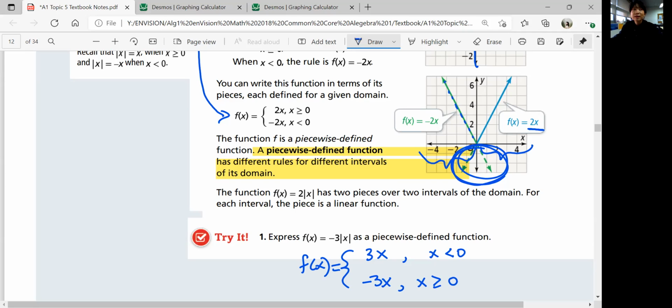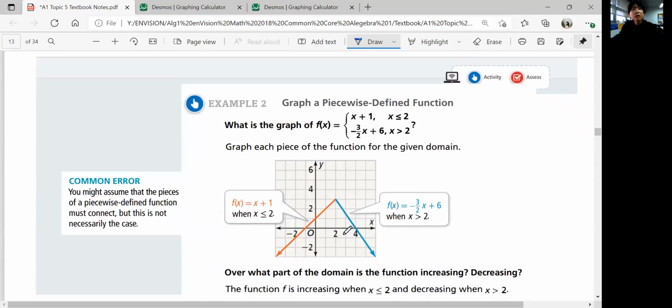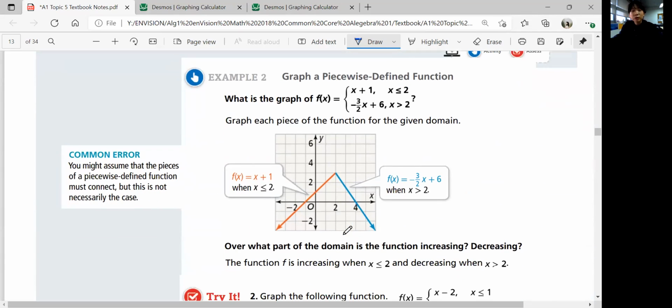Okay, that's it. So you have to have different equations for different line segments, and you need to define the line segments with the domain. Where are you going to use it? Where are you going to cut the line? Okay, so all the negative values, you use the line 3x. All the positive values of x, you use the equation negative 3x. Okay, that's example 1. All right, moving on to the next page, example 2.